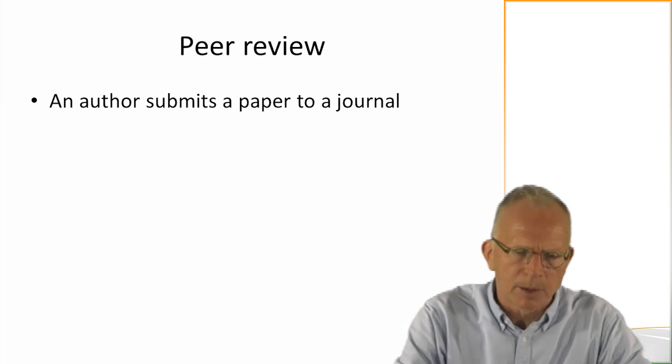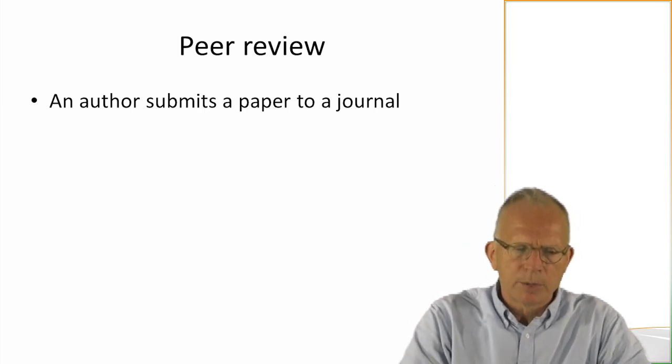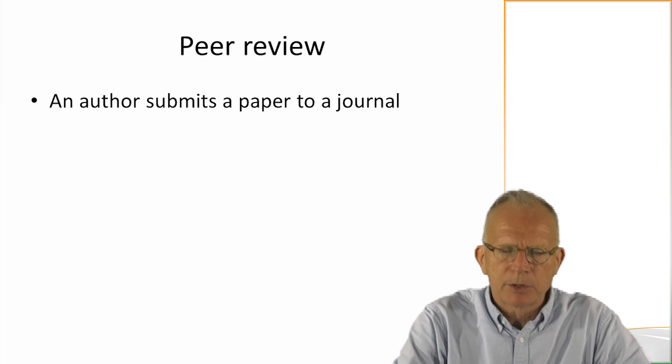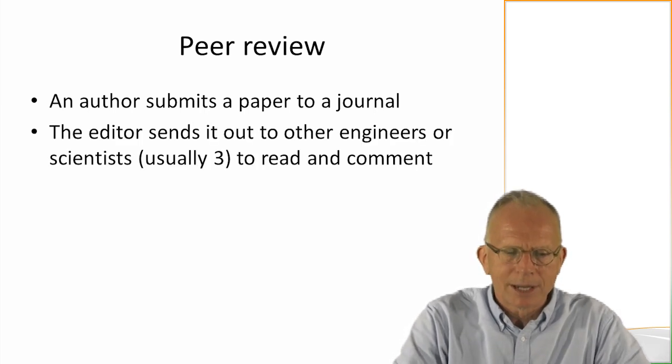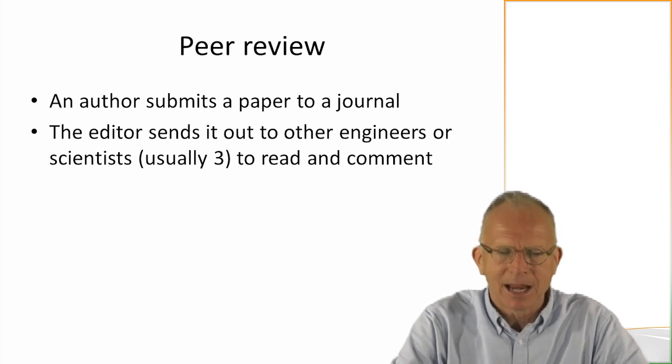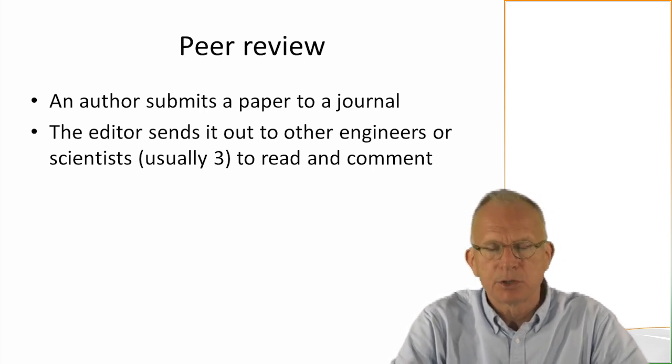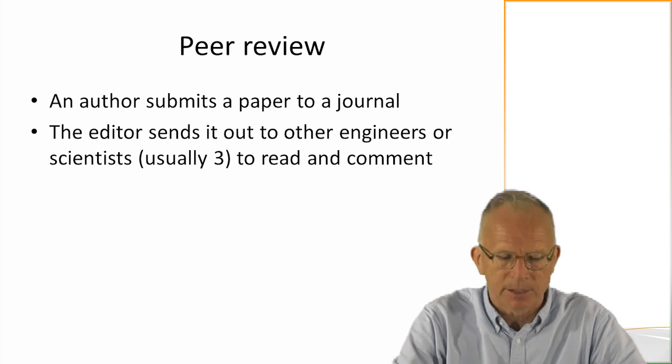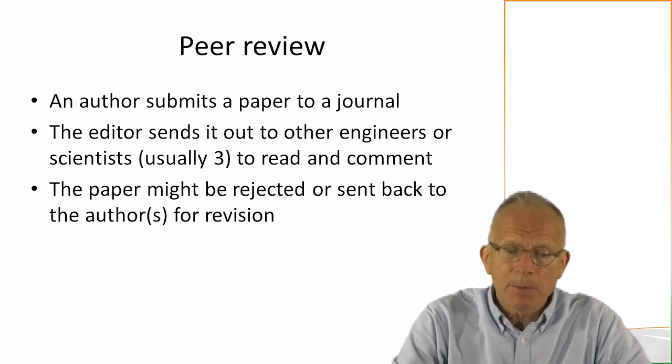Let's take a look at what a peer review is. So an author, a researcher, submits a paper to a research type journal, a peer-reviewed journal. Now the journal has an editor, and they send it out to other engineers or scientists, usually at least 3, to read and comment. So the paper might be rejected.